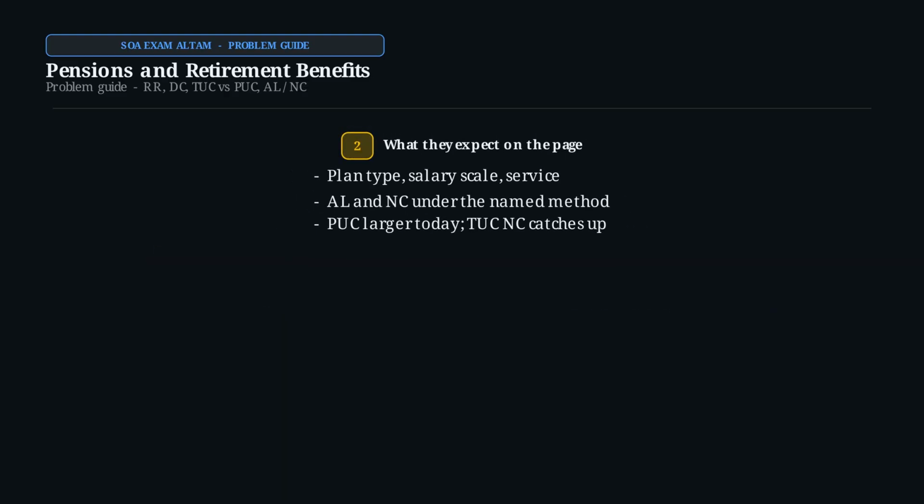They expect you to name the plan type in one line. They expect a salary scale and a service count before any annuity factor. For unit credit, they expect AL and NC, and a sentence that says PUC is larger today because future raises are already in the benefit. TUC normal cost catches up later. Official AL figures live on the question videos.